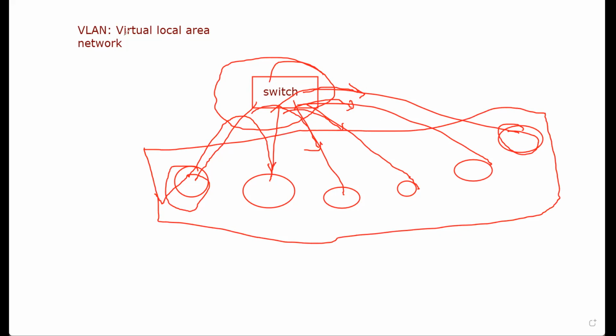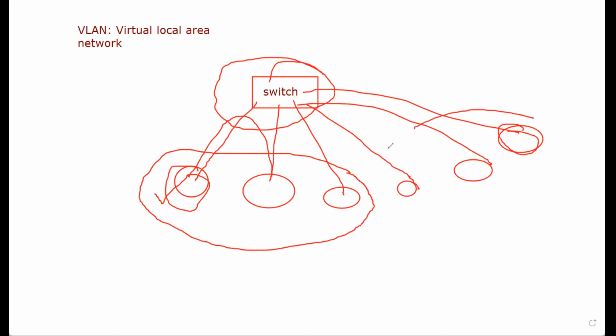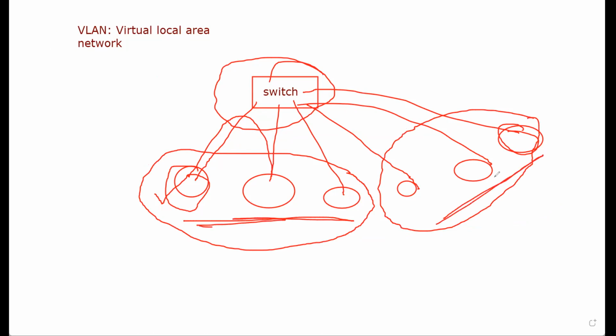So why do we use VLAN? VLAN is your virtual local area network. If we want to divide the broadcast domain, like you don't want these 3 PCs to ping those 3 PCs, you don't want them to ping each other, that's why you can use VLAN here.